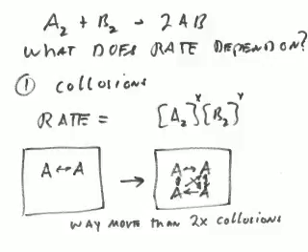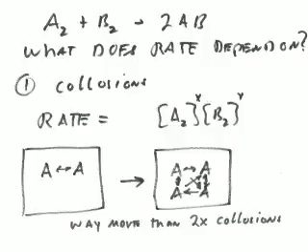Well, we said it depends on collisions. If we start out with a container that contains two A molecules in the gas phase, what are they doing? Well, they're moving around and they're bouncing off the walls, and from time to time they will collide with each other. They will, in fact, have collisions.